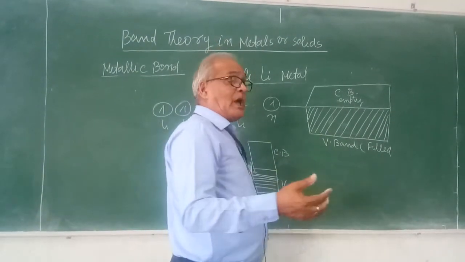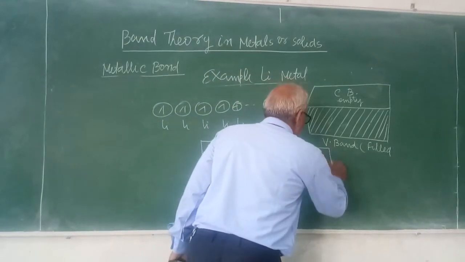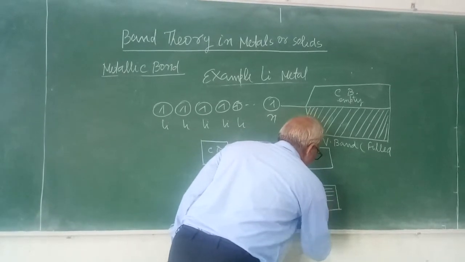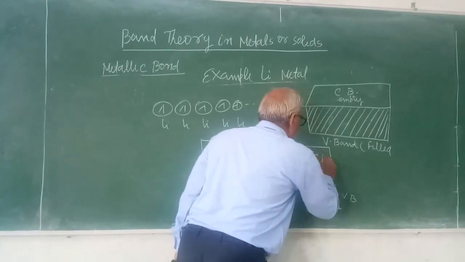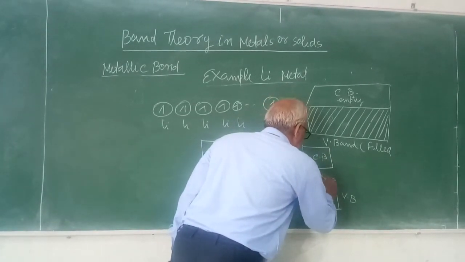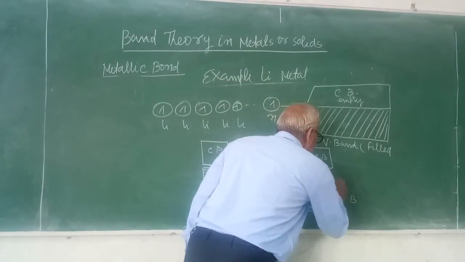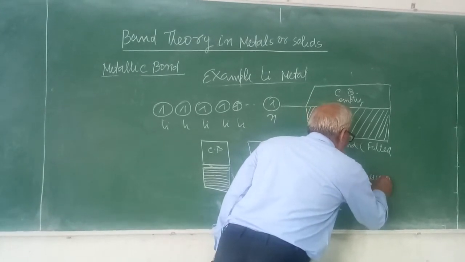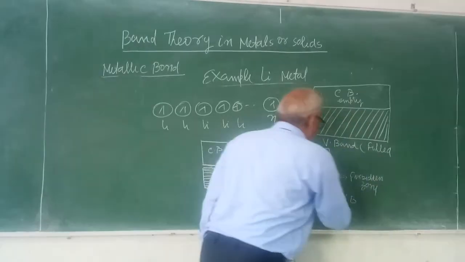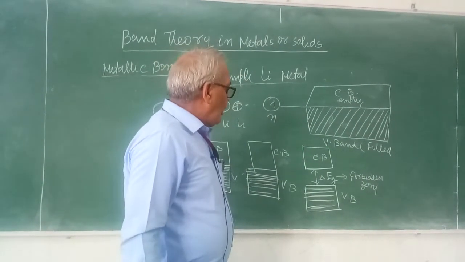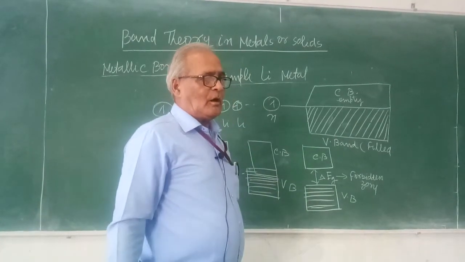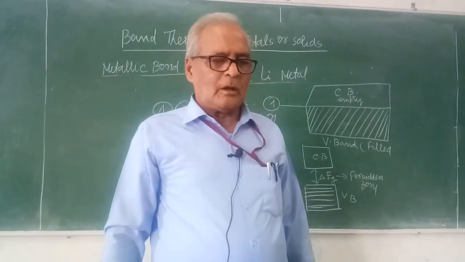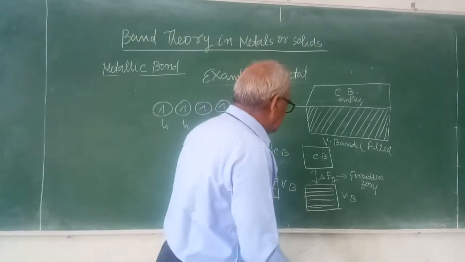Just see, in case of an insulator, suppose this is the conduction band and this is the valency band. This is the delta, sometimes you can say it is the EG. It is the forbidden zone, and the energy is the forbidden energy. If this energy is more than 3 electron volt, the material will be an insulator. So this is the insulator.